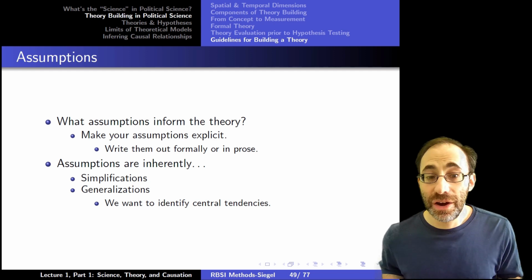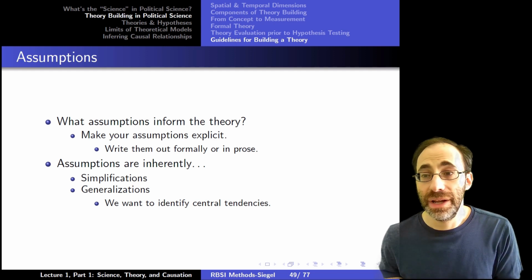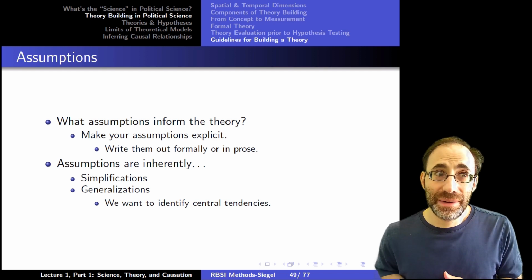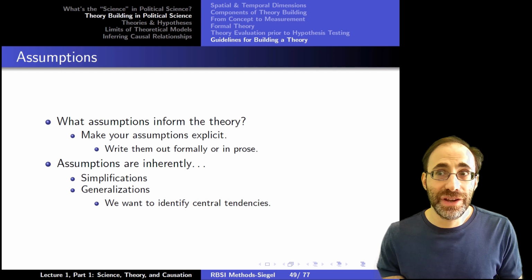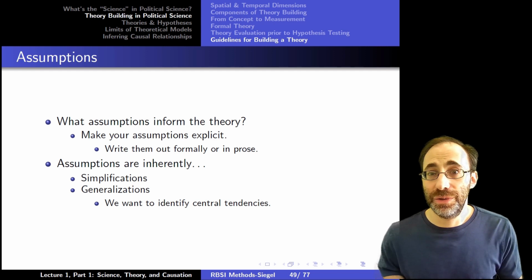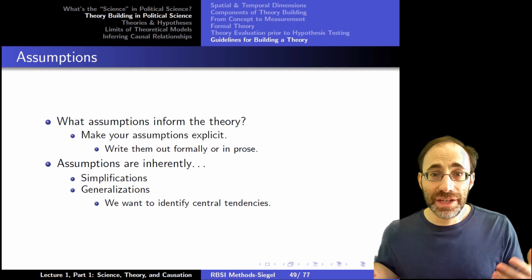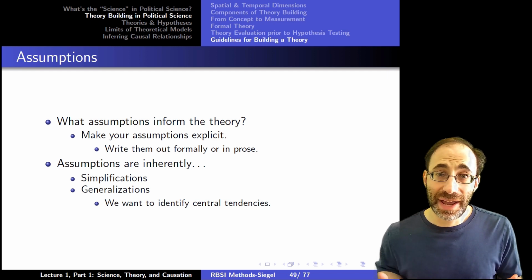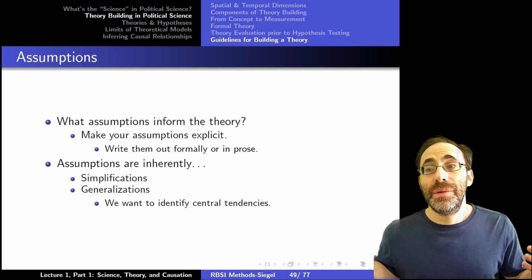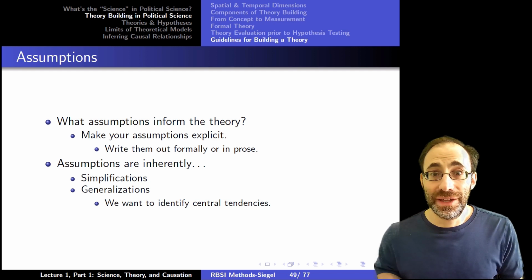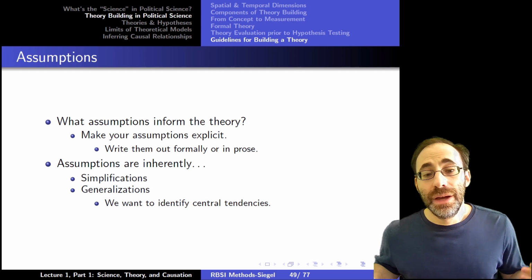These assumptions are inherently simplifications, right? No matter, as we said before, we can't have an assumption of everything that happens in the real world because the model would be too complex to actually be useful. So we're trying to understand a subset of the causal interactions that happen in the real world, and we're taking simplified assumptions to help us understand that thing.